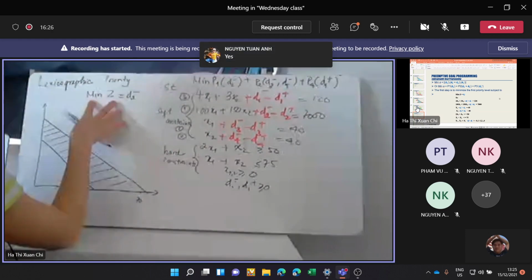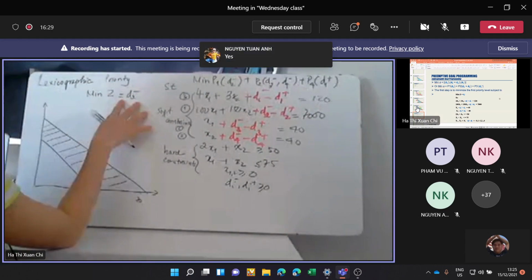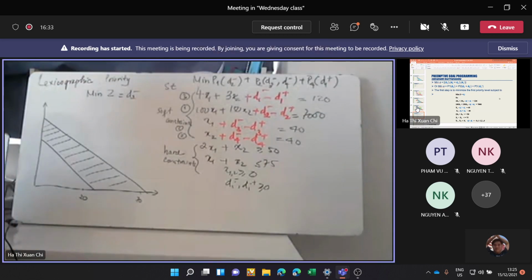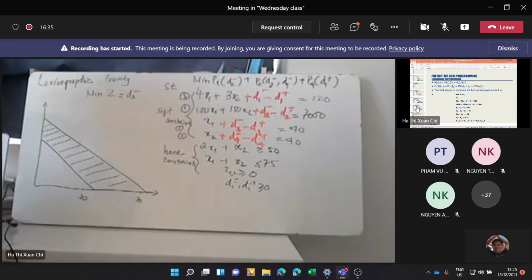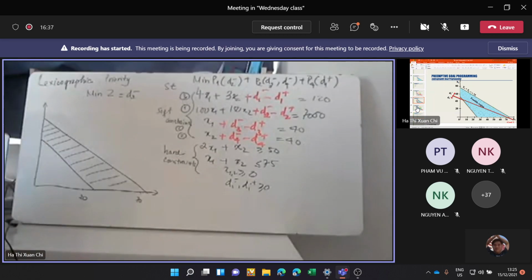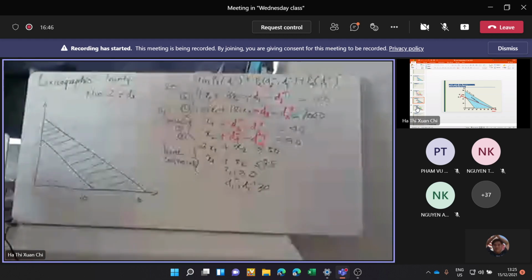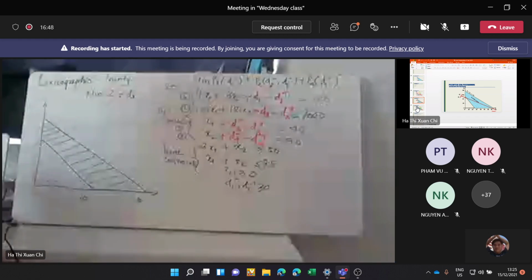So right now, first of all, we solve with the first priority, D2 minus here. And what should you do? Okay, look at the slide, everyone. You draw the line for row 1. So number 1 here, draw the line.